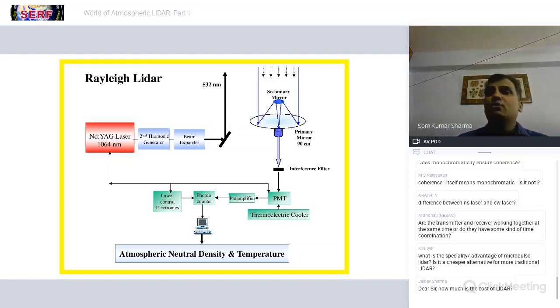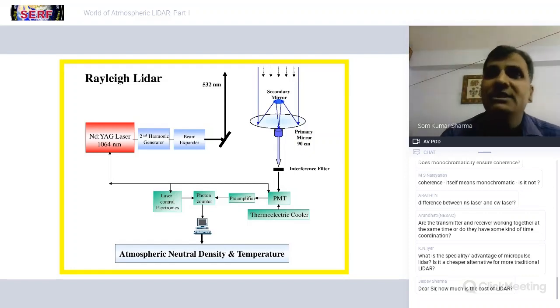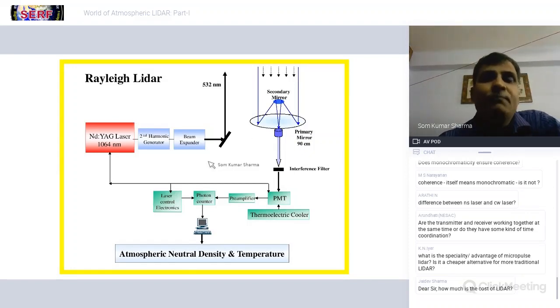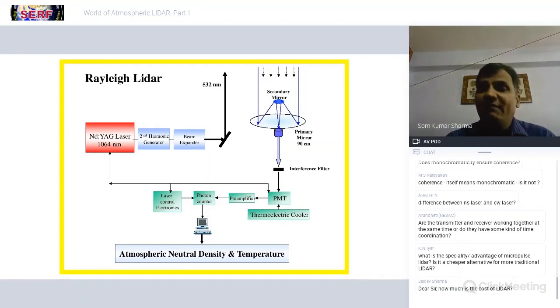Here you can use 1, you can use 3, you can use 4, and these different wavelengths are used for probing different parts of the atmosphere. I will probably describe that tomorrow in our lecture, World of LIDAR part 2: how the different wavelengths are used in different LIDAR systems.